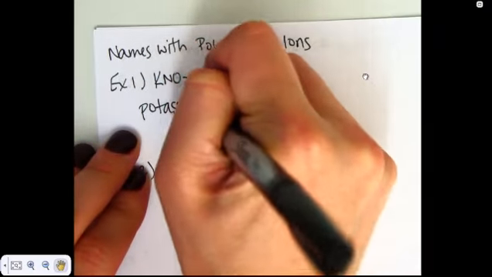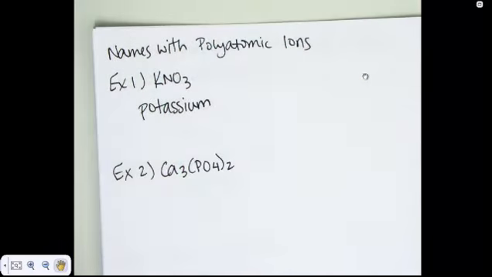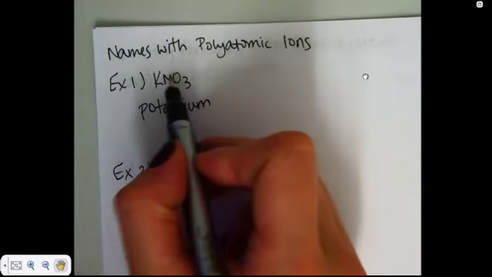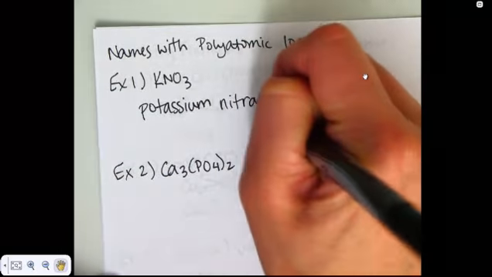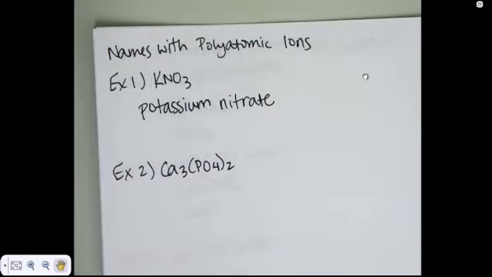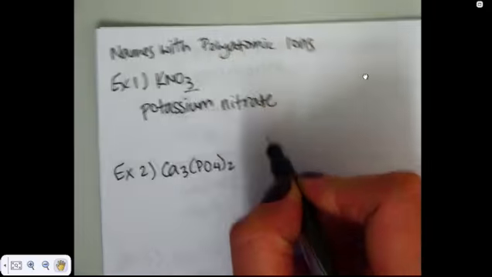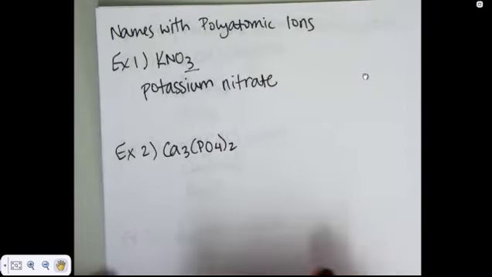We know that K is potassium. And if you look up on your chart, you can find NO3 minus. Even though the minus sign is not written here, this one is still called nitrate. Be careful because there's also one called nitrite, which is NO2 minus. They're easy to get confused. This is NO3 minus, so it's nitrate.